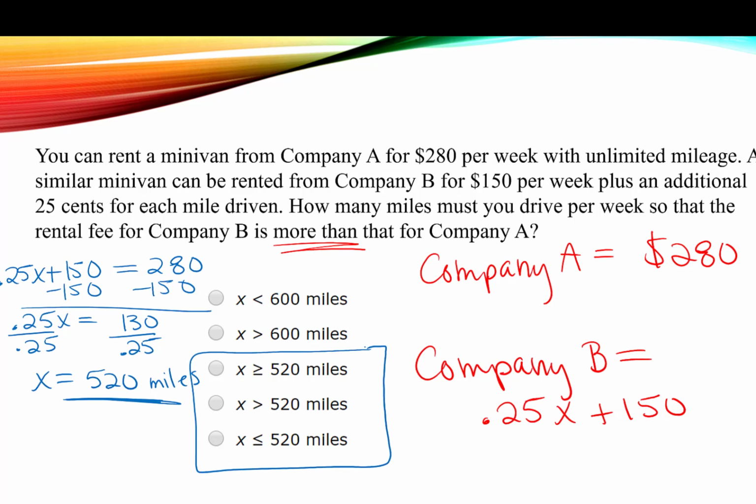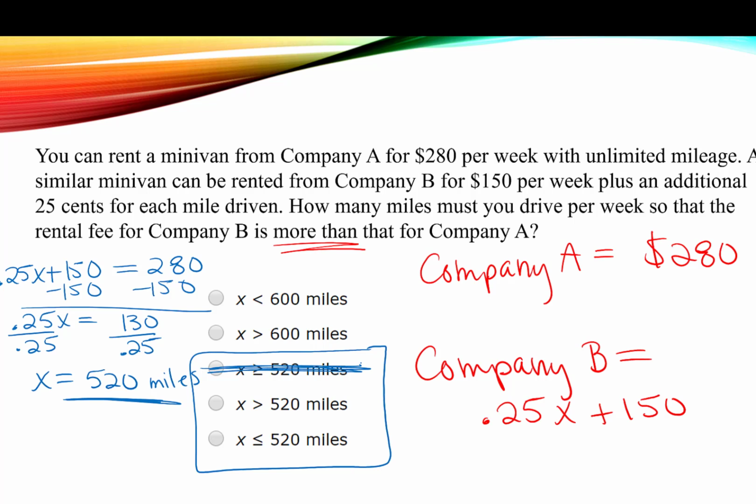Look at these bottom three answer choices. The first one, X is greater than or equal to 520 miles. That one is not the correct answer because it's greater than or equal to. If it's equal to, Company A and Company B cost the same. The question says, when does Company B cost more than Company A? So it's not going to be this answer choice.